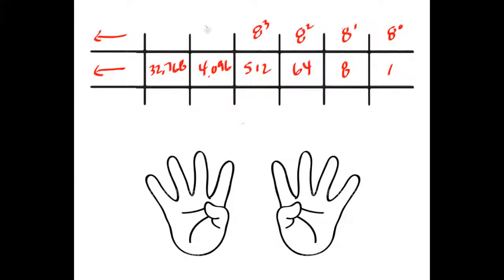8 cubed. 8 to the 4th power. 8 to the 5th power. And on that way as far as you want. So if we took the number 543 in base 8, we'd be talking about 5 sets of 64, 4 sets of 8, and 3 ones.